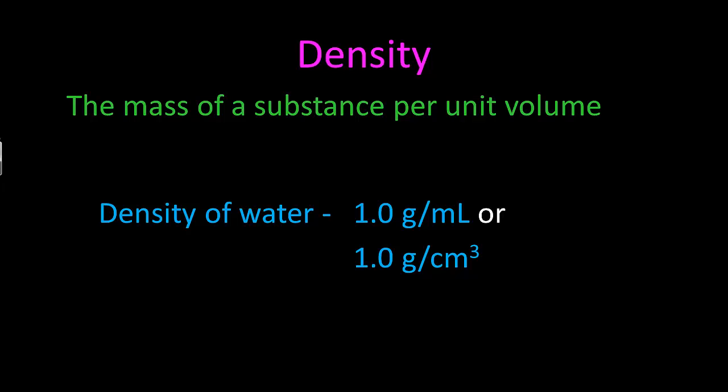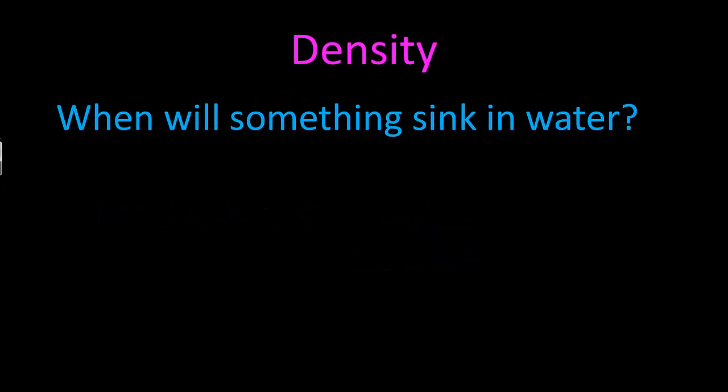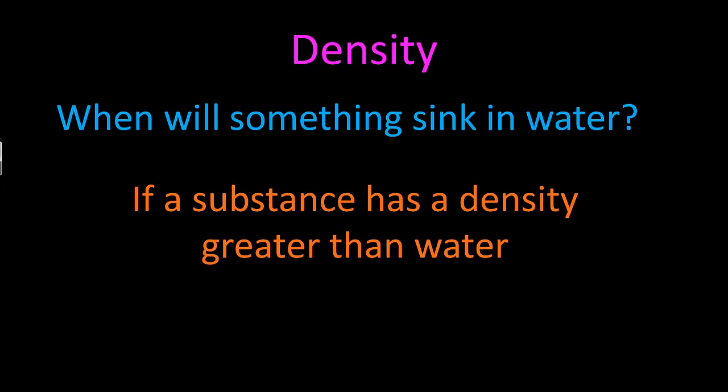The density of water is 1.0 grams per milliliter, or 1.0 grams per cubic centimeter. And what that means is for every 1 gram of water you will have 1 milliliter of water. For every 2 grams of water you will have 2 milliliters of water. So when will something sink in water? Something sinks in water if it has a density that is greater than water. It will sink in water if it has a density of greater than 1.0 gram per milliliter.